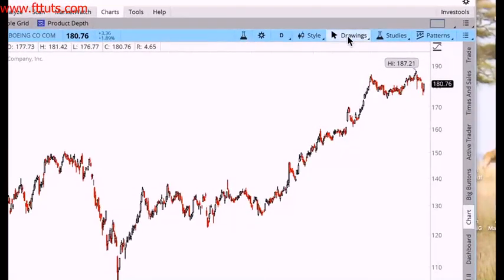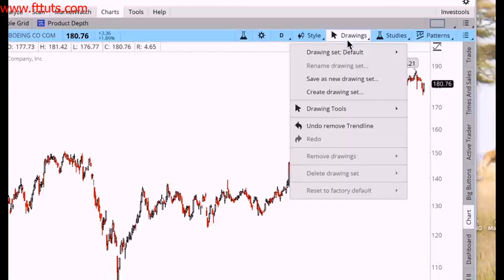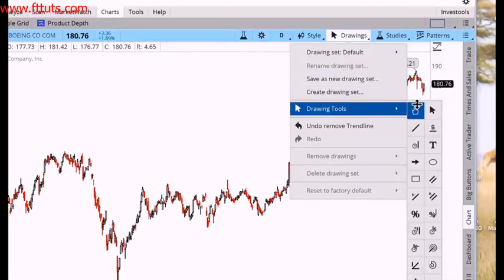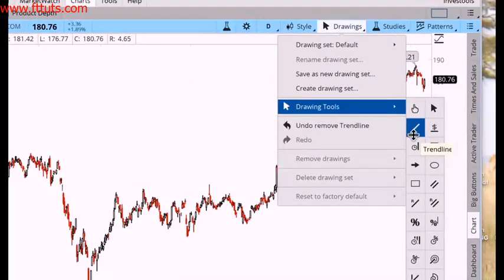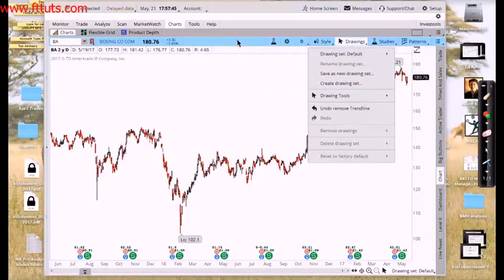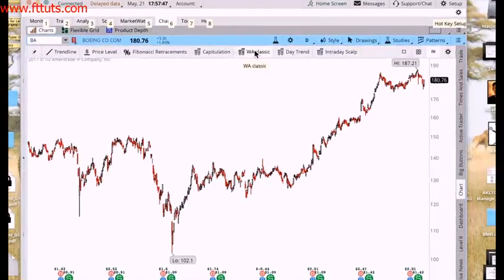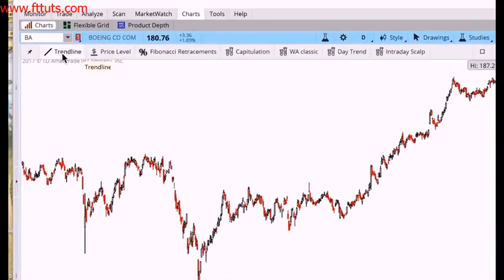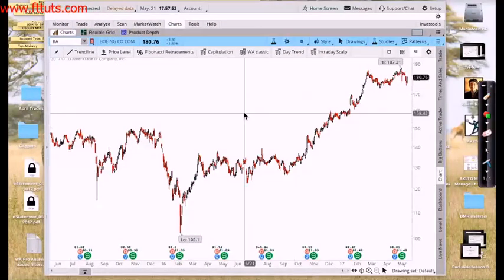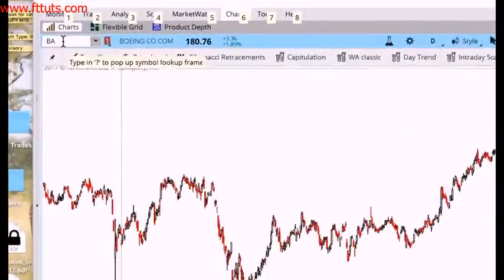You just go to Drawings, Drawing Tools, and you can draw trend lines using this tool here, or you can draw horizontal lines using this tool. All right. These are the two tools. I've also created a customized bar over here where I could draw the trend line or the price level as well. Okay, so now I can put in the name of any stock I want.